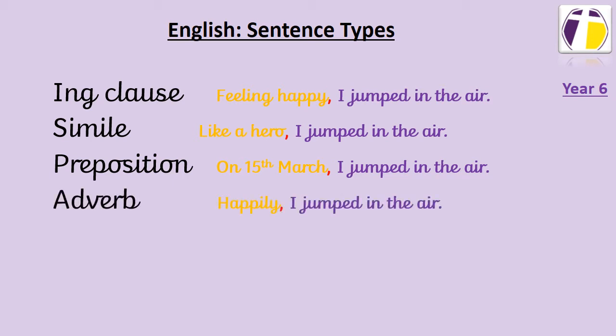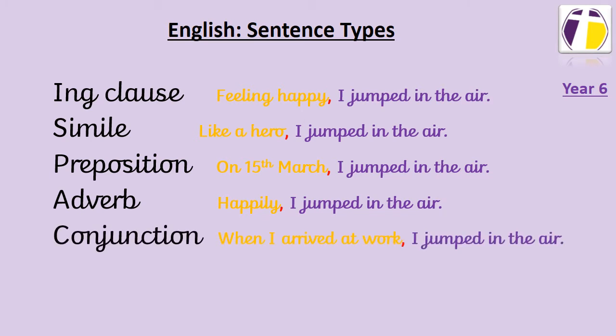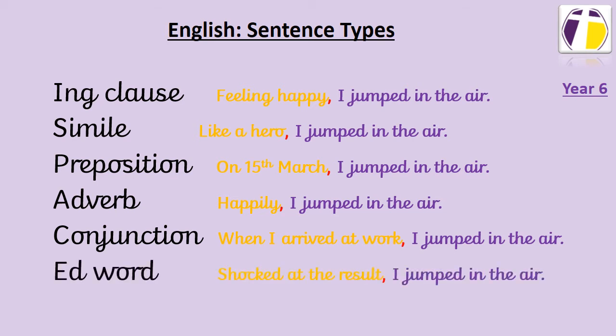The A stands for adverb. Happily, I jumped in the air. Happily is an adverb as it's describing the way the verb is taking place. Happily is describing the way the jump is taking place. Or a conjunction. When I arrived at work, I jumped in the air. Here is our conjunction when. It is a subordinating conjunction, and we might also refer to these as a White Plus. Or we can use an ED word. Shocked at the result, I jumped in the air. ED word here is shocked.